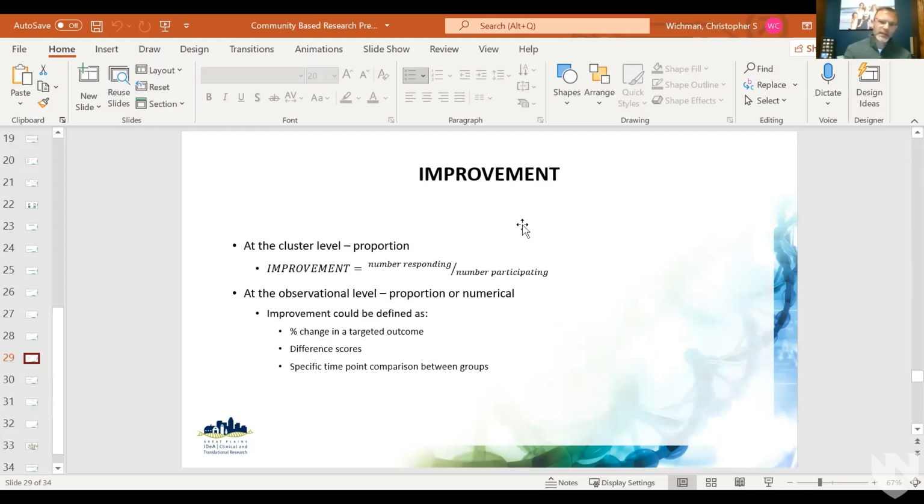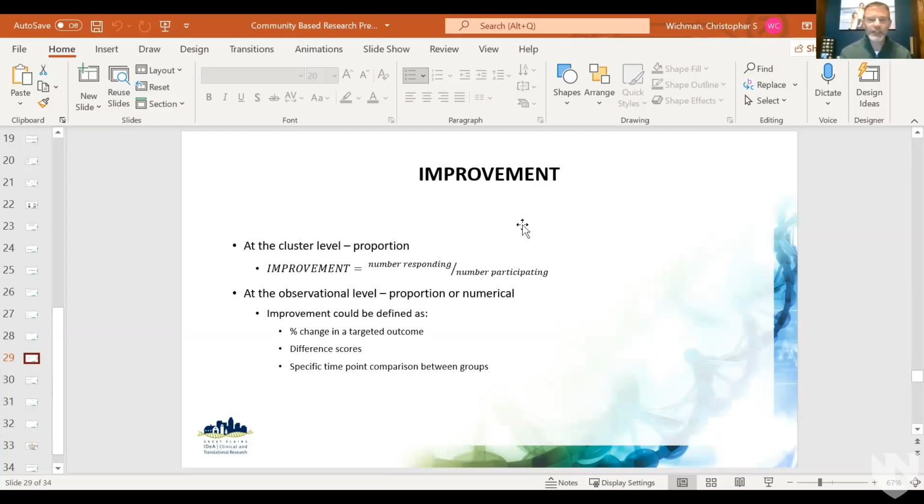If I drop down to the observational level, this could be defined as a proportion on an individual, or it could be a numerical value. So when I talk about a proportion here, I'm not talking about X positive outcomes out of X number of trials. Here I'm talking about typically a % change. So I'm looking at a proportion, but it's more of a continuous proportion.